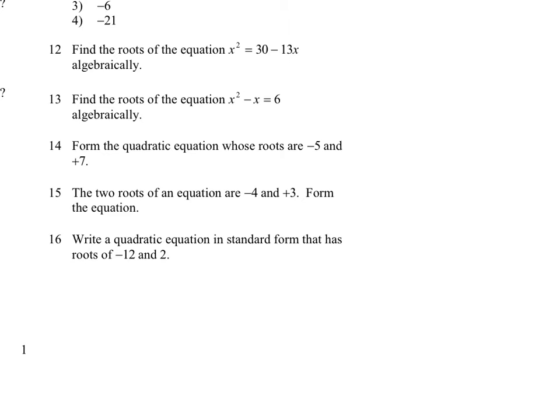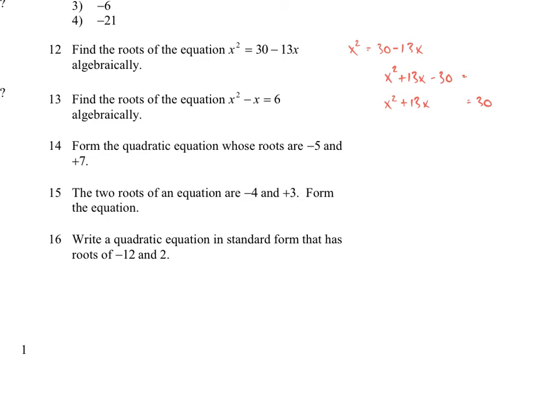So if I want to use the completing the square method on this problem, I'm going to have to set it equal to 0. Remember, that's the first step. So it's going to end up being x squared plus 13x minus 30. And notice that I moved the 13x term to the middle because that's going to represent the b term. The next thing you got to do is make sure that you move the c term to the other side.